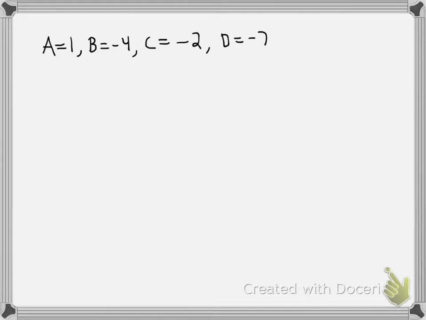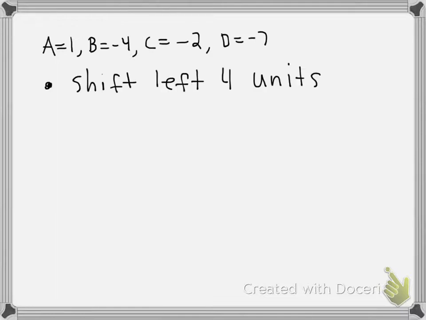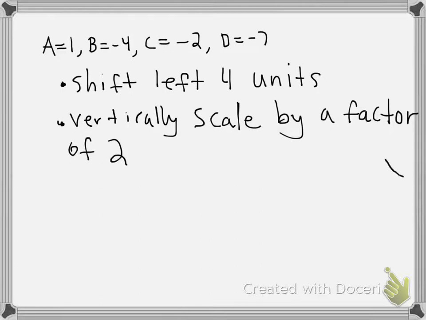Since the value of capital A is equal to positive 1, that means that we are neither going to horizontally scale this function, nor are we going to have a horizontal reflection. So we can skip right to B equals minus 4. And B equaling minus 4 is going to tell us that we're first going to shift the graph left 4 units. Next, since the value of capital C is negative 2, we can for now ignore the negative sign. That's going to tell us to vertically scale by a factor of 2. Graphically, this would mean we would multiply all the y coordinates by positive 2.